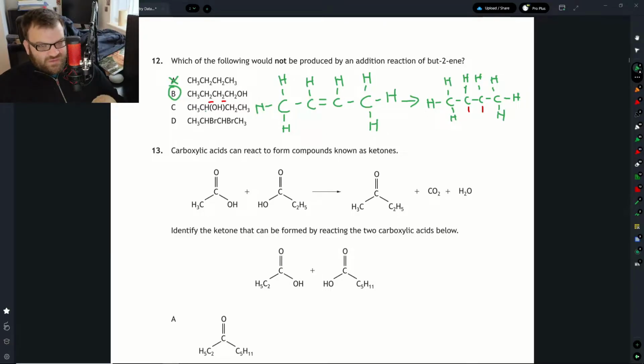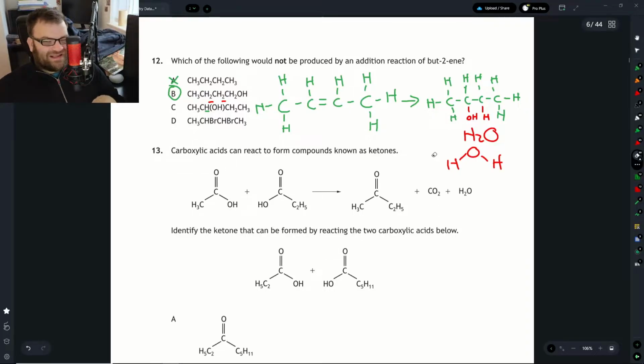Check the other ones. We have got a CH. They're wanting an OH here. Then the next carbon, they want a hydrogen. If you added water, that would achieve that. So an addition reaction involving water is called a hydration. It forms an alcohol. That is a possibility. So we could make that so it's not our answer.